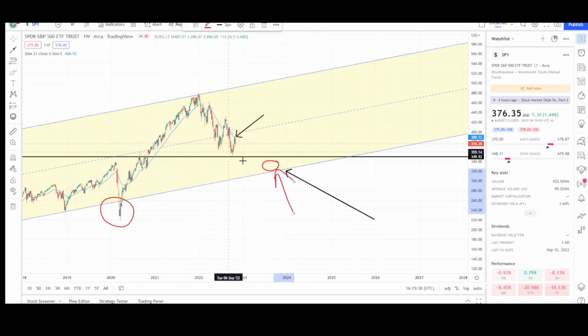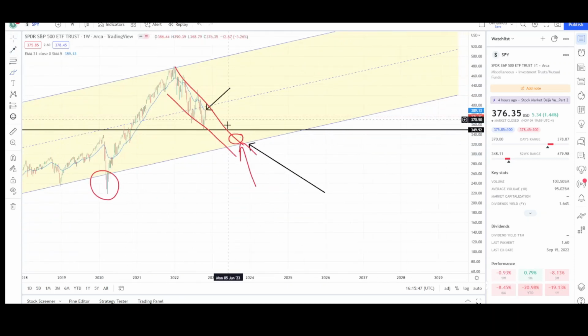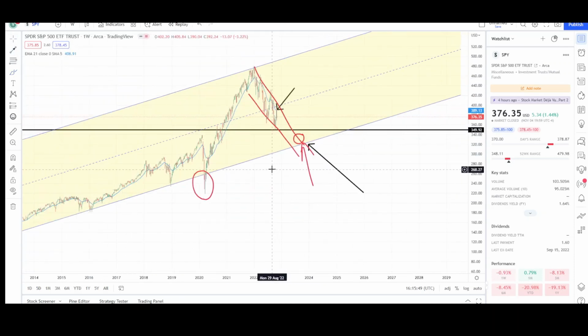It could take about another 2-3 quarters for this whole correction to play out. So that's why I'm stacking cash and waiting for a potential reversal pattern. So that's all I have for the SPY.